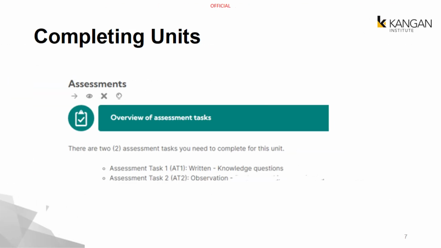Each unit of competency typically includes 2 assessment tasks. Assessment Task 1 involves a quiz or a series of short answer questions to assess underpinning knowledge. Assessment Task 2 requires direct observation of your practical skills in the training restaurant, allowing you to demonstrate competency in real or simulated hospitality tasks.